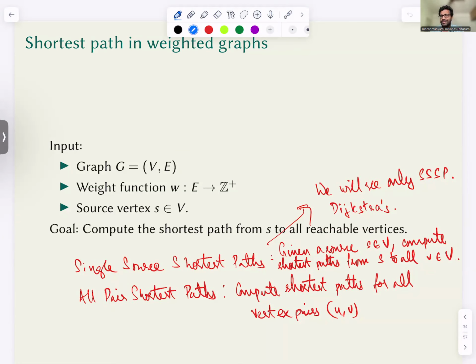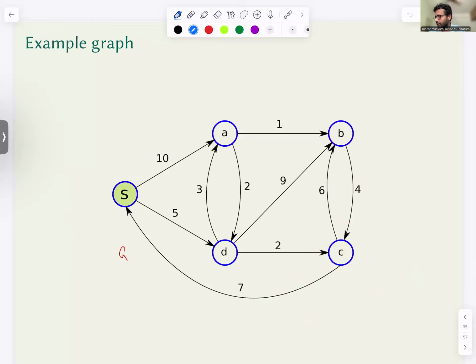All of this can be generalized. Integral is not really essential, but we are just using it for convenience. Positive is kind of important for Dijkstra's algorithm because negative weights can cause some problems for this algorithm. There are other algorithms that take these into account and fix it, but we'll not be talking about that. So this is one example graph.